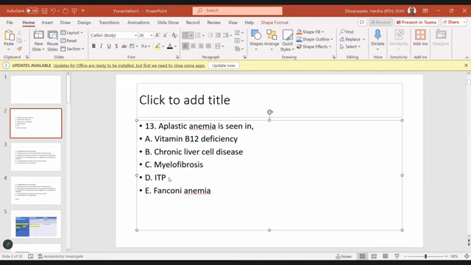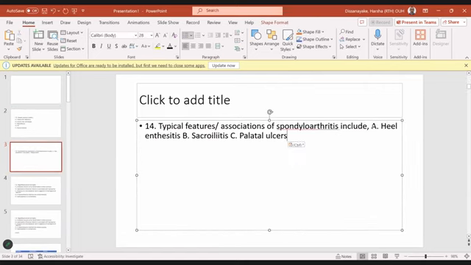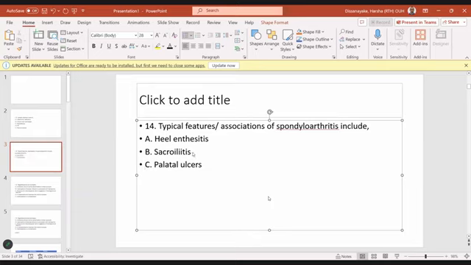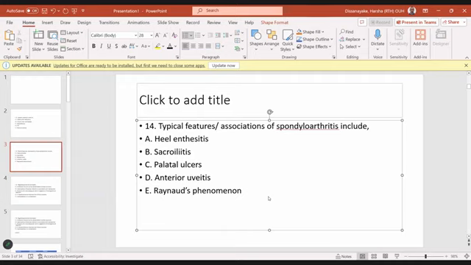Okay. Now, the next question is typical features or associations of spondyloarthritis. So, what is spondyloarthritis? Sorry, any questions or any alternative answers to previous question number 13? Okay. Typical features or associations of spondyloarthritis.